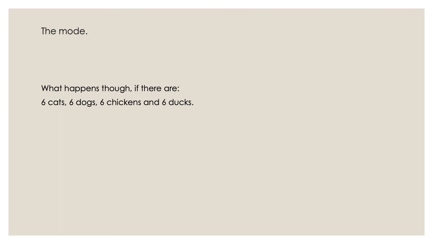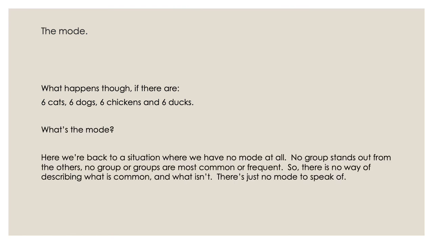What happens, though, if there are 6 cats, 6 dogs, 6 chickens, and 6 ducks? What's the mode? Here we're back to a situation where we have no mode at all. No group stands out from the others. No group or groups are most common or frequent. So there's no way of describing what's common and what isn't. There's just no mode to speak of.